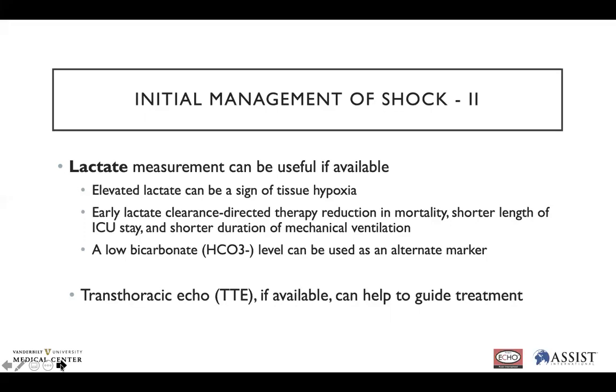If you can't measure lactate and this is not a lab that you routinely are able to get, a bicarbonate level on a metabolic panel can be used as an alternate marker, and that can be trended just like a lactate. Additionally, if you have a transthoracic echo available, this can be helpful. Even basic transthoracic views like a parasternal short and long view and an apical 4-chamber view can help you to guide treatment and compare echo views at different times in the patient's resuscitation.